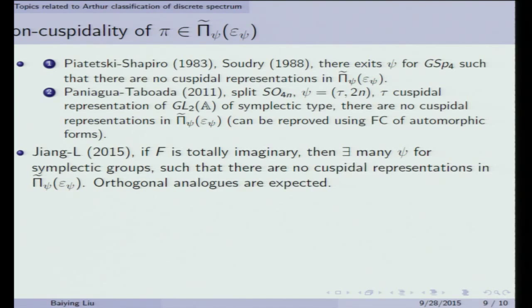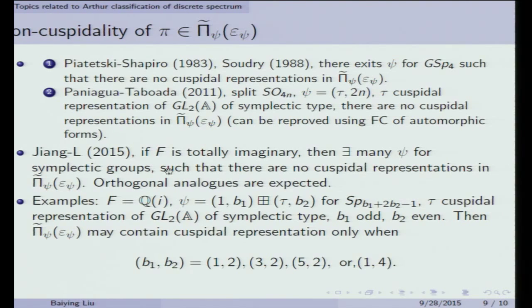So here we put all the symplectic groups together, so vary the rank. So let me show you one example. So F is the Gaussian field. If we take this other parameter, you see 1, b1, tau, b2. So by the parity condition, this b1 has to be odd. This b2 has to be even, since we take tau a cuspidal representation of GL2 of symplectic type. OK, so if we vary b1, b2, this really gives us some lattice points in the first quadrant. So then the result is that all these packets may contain cuspidal representations only when b1, b2 are like this.